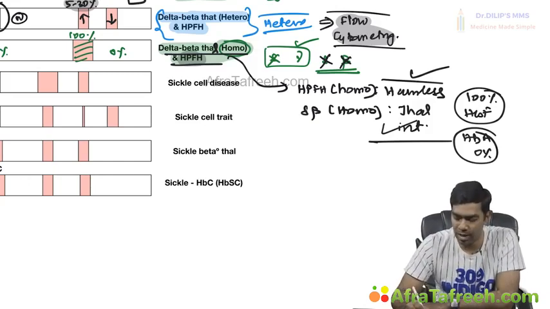I told you, HPFH, hereditary persistence of fetal hemoglobin, is a pancellular distribution. All the RBCs will contain homogeneous, equal distribution of HbF. Whereas this is heterogeneous. Only a few RBCs will have 100% HbF, and a few RBCs will not have any hemoglobin at all. It's a heterocellular distribution.